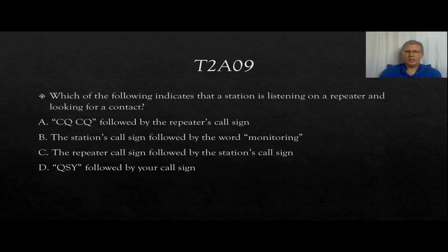Number 9. Which of the following indicates that a station is listening on a repeater and looking for a contact? A, CQ CQ followed by the repeater's call sign. B, the station's call sign followed by the word monitoring. C, the repeater call sign followed by the station's call sign. D, QSY followed by your call sign. And the correct answer is B, the station's call sign followed by the word monitoring.